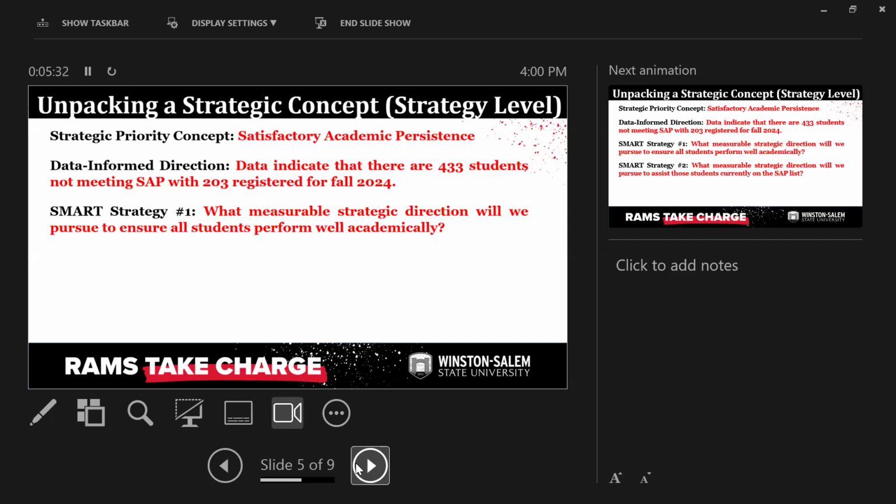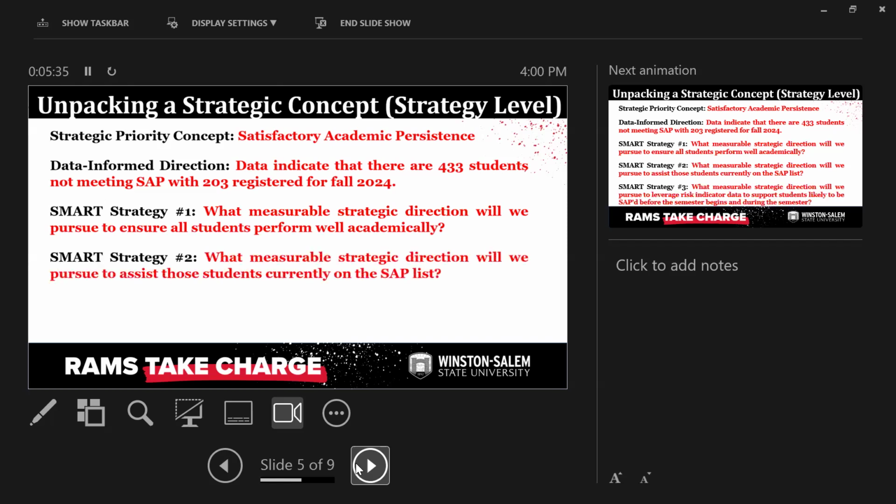Another SMART strategy might have us think about what can we do with respect to assisting those students who are currently on the not meeting satisfactory academic progress list. So if we think about the totality of the 433 students, or once they go through the SAP appeal process, maybe it's a smaller number, but maybe we say we want to wrap our arms around those students specifically to ensure that they're moving off that list where they're not meeting satisfactory academic progress. So that could be a SMART strategy.